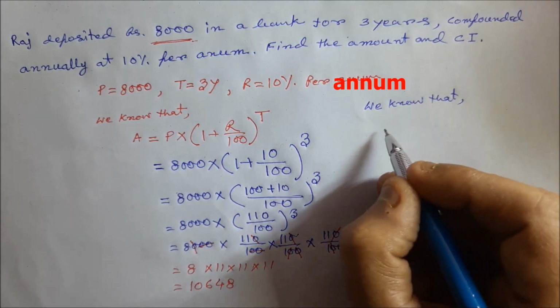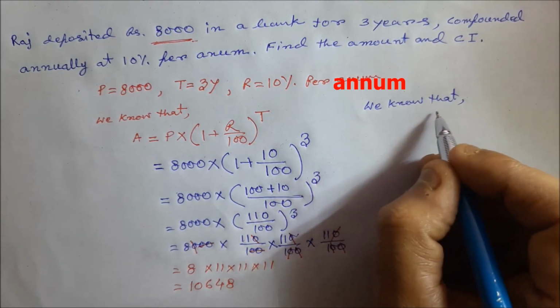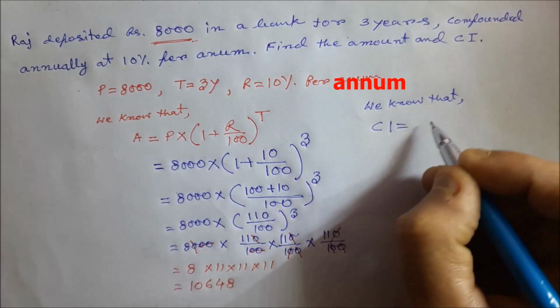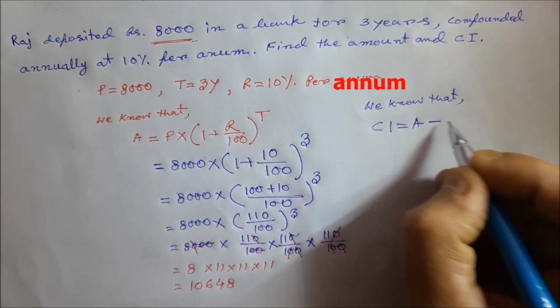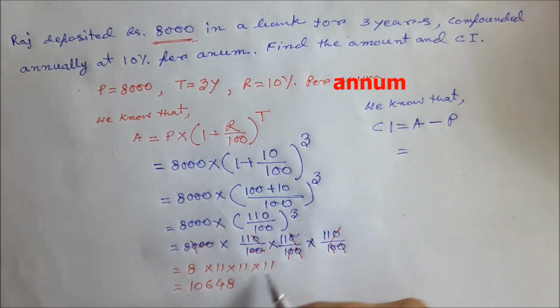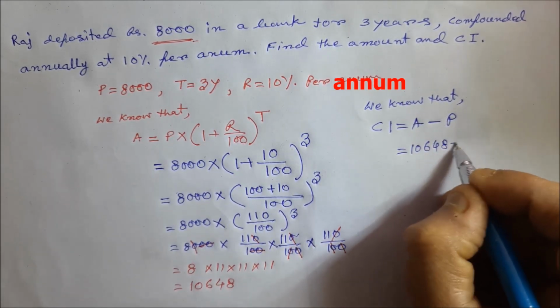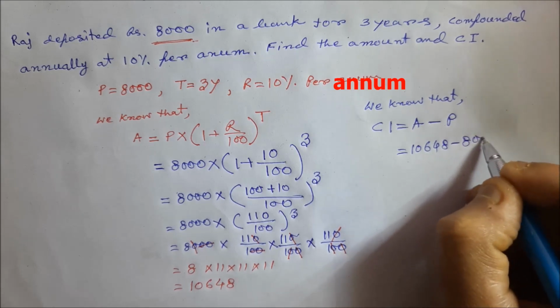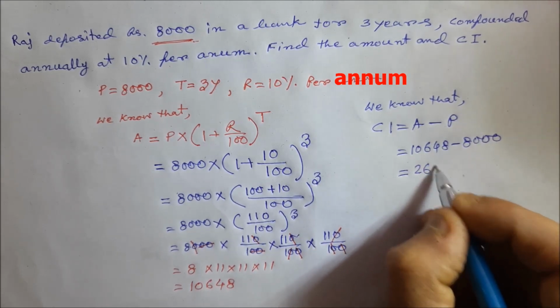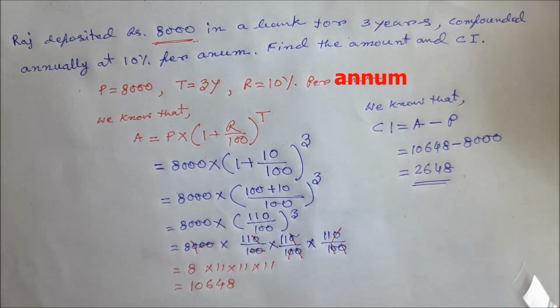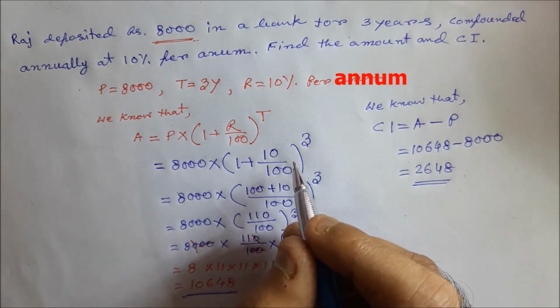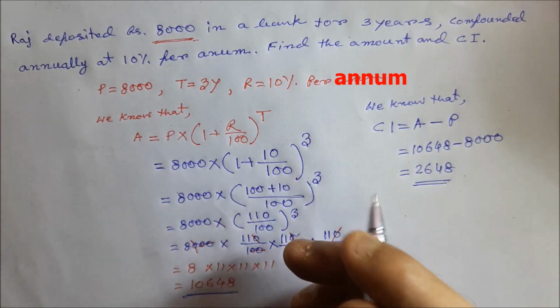Now let us calculate CI over here. Again we have to write, we know that CI is equal to amount minus principal, isn't it? So what is our amount? That is 10,648 minus principal, that means 8,000. So 2,648 will be our CI. Let us implement our second formula in the next problem.